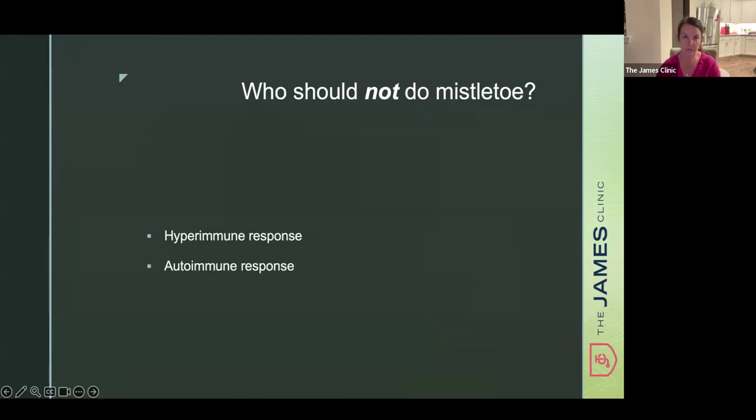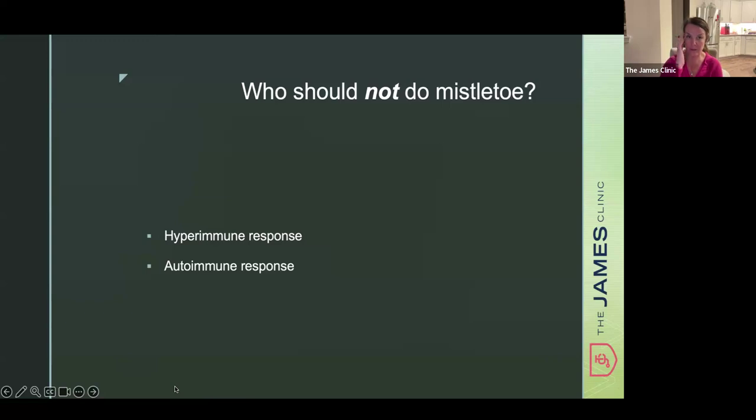So who should not do mistletoe? Things we need to be aware of, since it does stimulate the immune system. If they're in a hyperimmune response, so just coming off of septic shock or septic infections or things like that, we need to be mindful. And also, if they're flaring with autoimmune or inflammatory or the cachectic side of things, we have to be a little bit more cautious in those patients, bring them back to center.